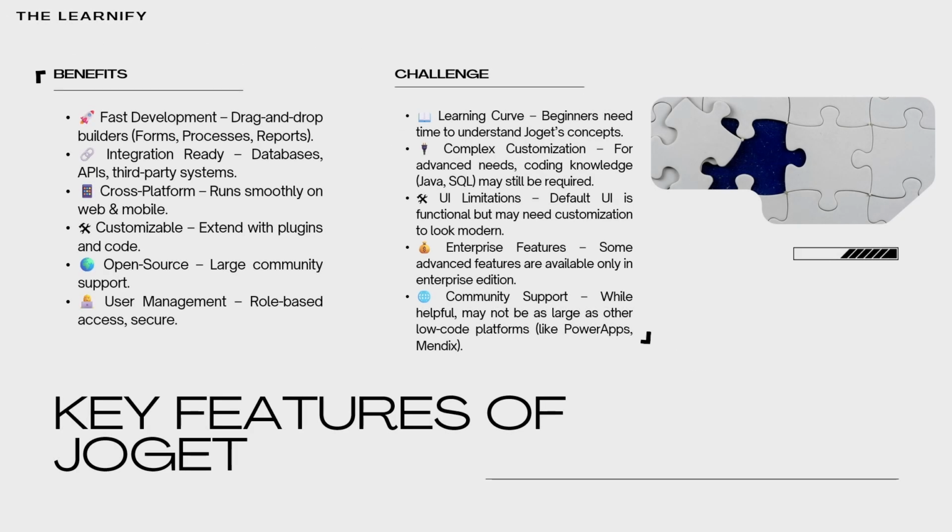Now let's dive into the key features of Joget. First is fast development, with drag and drop functionalities for everything like process, form, reports. Integration ready, it connects smoothly with databases, APIs. I already covered these parts. It is cross-platform. It is customizable, meaning developers can extend functionality with custom plugins and code. It is open source, with a strong and growing community worldwide. And Joget provides role-based access and security features to manage users effectively.